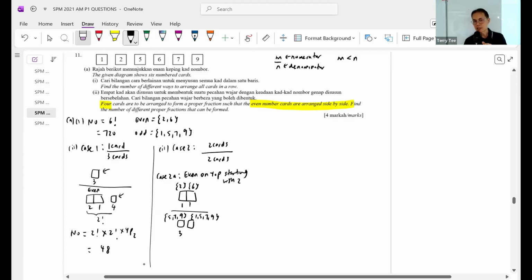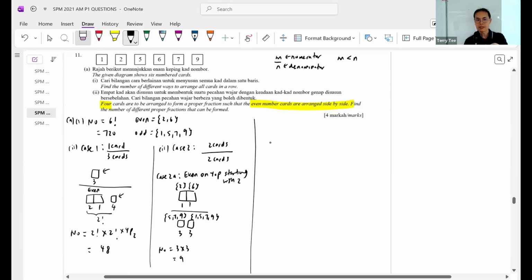So this one how many ways? 3. Why 3? I have to start with 5, 7, or 9. I can't start with 1. But the second one is also 3. Why 3? You already took one number off. Let's say I put number 5 in the first position. I can't put number 5 anymore. I can choose from the remaining 3. So how many ways is this? 3 by 3, 9 ways.